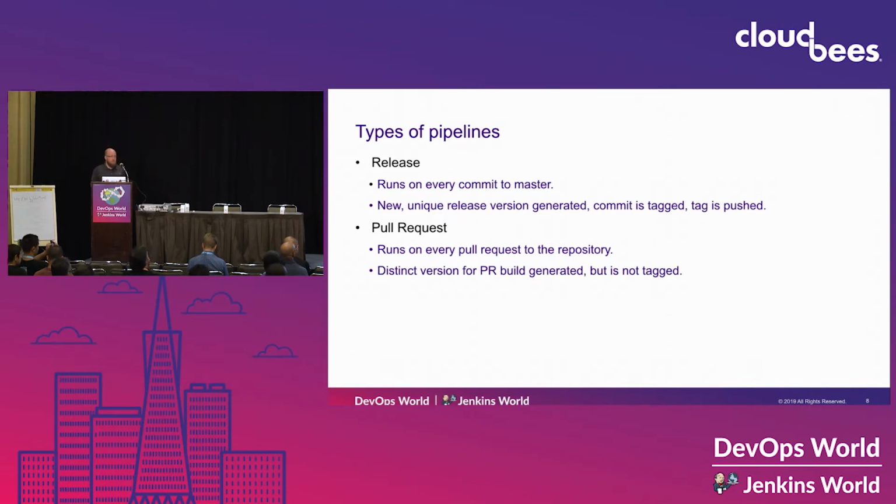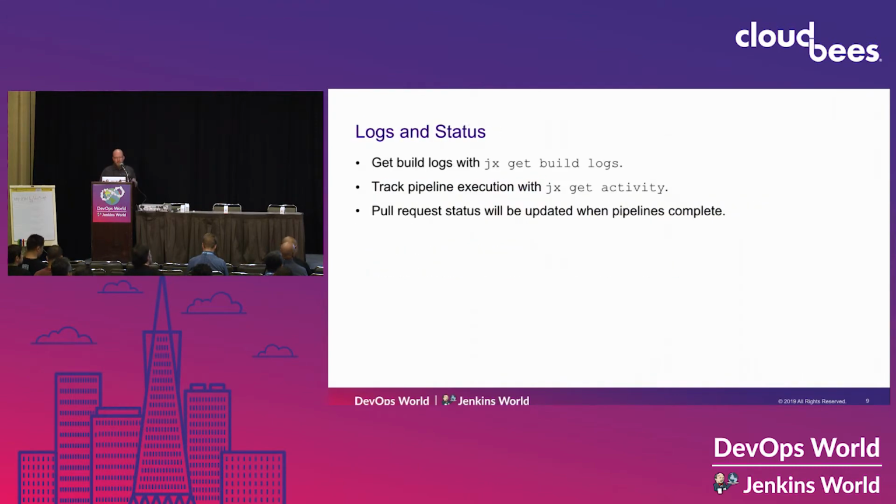Pull request builds, pull request pipelines are run, unsurprisingly given the name, on every pull request to the repository. There is still a distinct version for each PR, for each pipeline run, but we're not tagging anything. It's a throwaway snapshot type version.